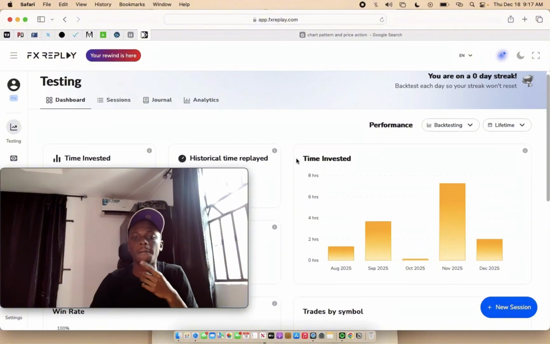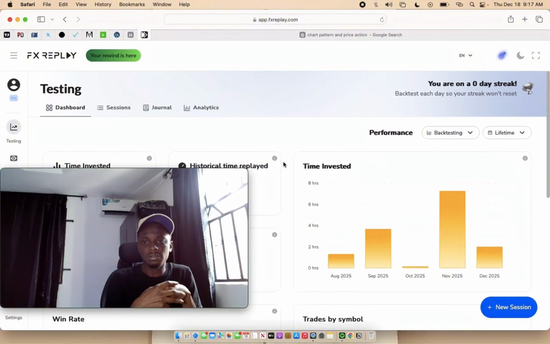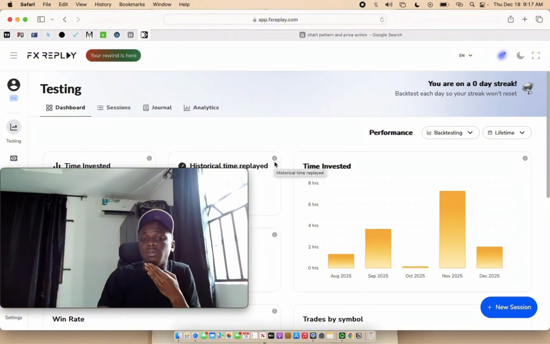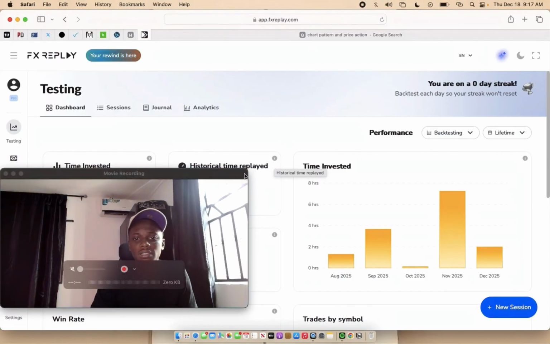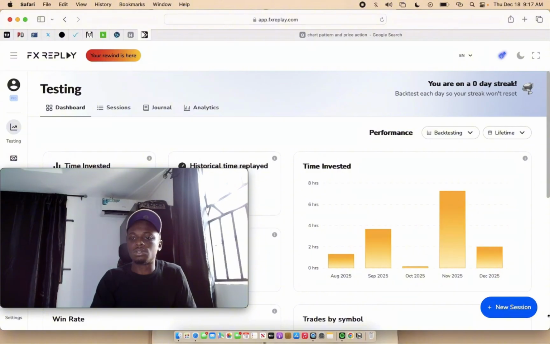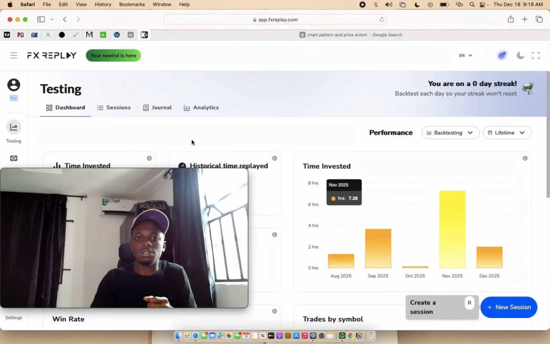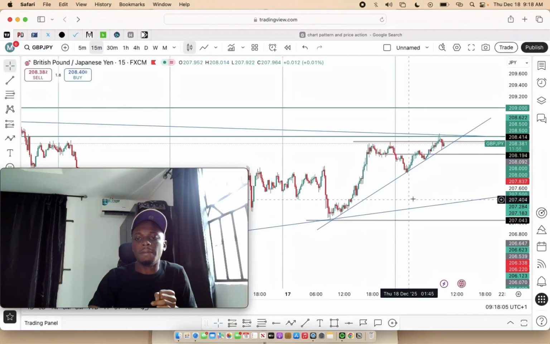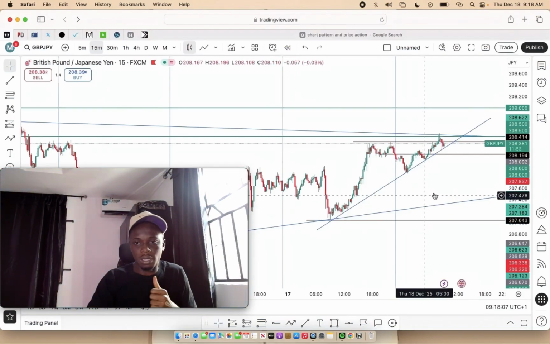It's not my first time using FX Replay. I've used some free backtesting tools and I've forgotten the name. Oh yeah, Traders Casa. There's another one again, I don't remember the name. I'll start a new session for this, but let me explain these confluences first and start from there.